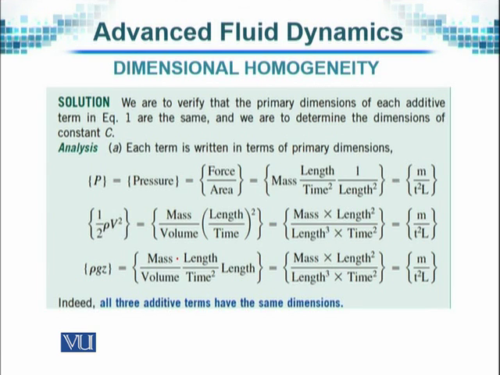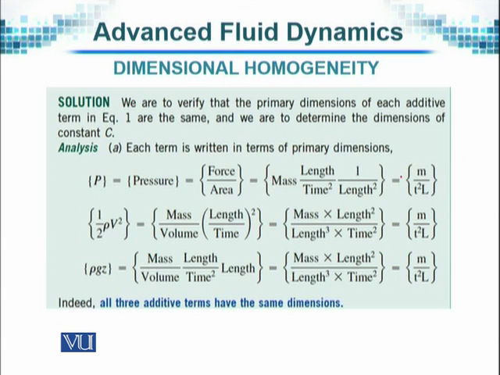Now let us see the first term, which is pressure. Pressure is equal to force per unit area, and force is mass into length per time square, as we have seen, divided by area, since pressure is force per unit area. And what is area? Area is length square. Either it is length into breadth or length into length, so it will be length square as far as the dimensions are concerned. When we simplify all of them, the dimensions of the term reduce to m by t square times L.